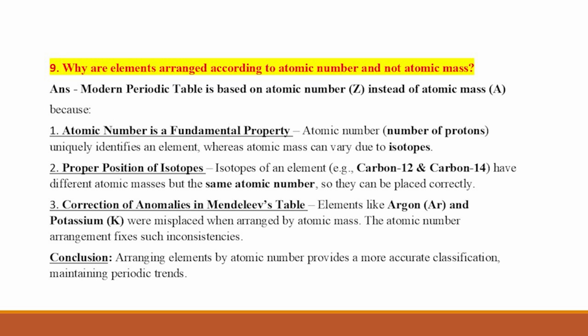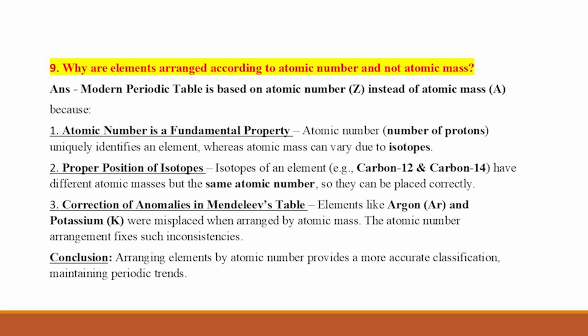9. Why are elements arranged according to atomic number and not atomic mass? Answer. The modern periodic table is based on atomic number, Z, instead of atomic mass, A. Because 1. Atomic number is a fundamental property. Atomic number, the number of protons, uniquely identifies an element, whereas atomic mass can vary due to isotopes.